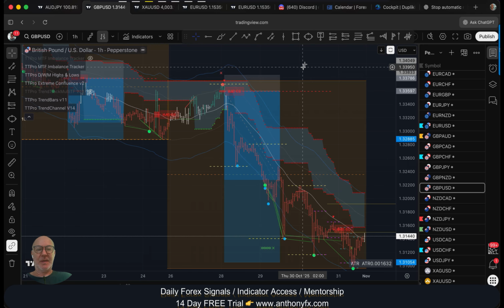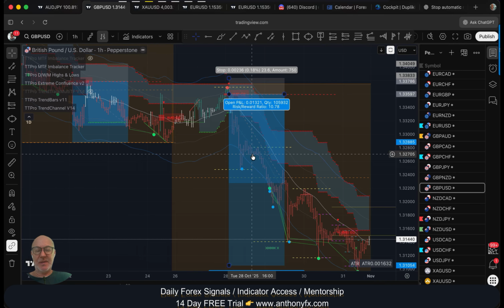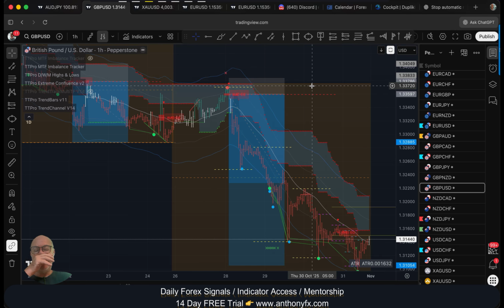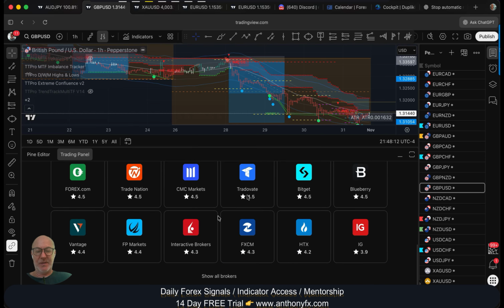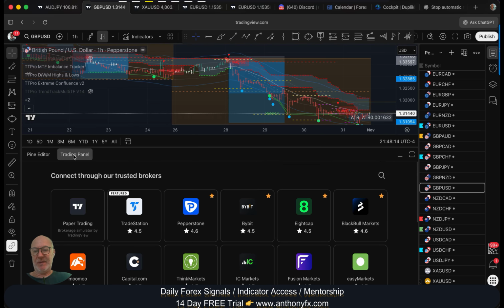Before I get into that, consider this. You've got these signals here. The alerts go off on your phone. You can trade on your phone. You can set up a cTrader Pepperstone account in TradingView, or you can trade any account you want. So, whatever your broker is, right? So you can trade your own live account in here if you like.